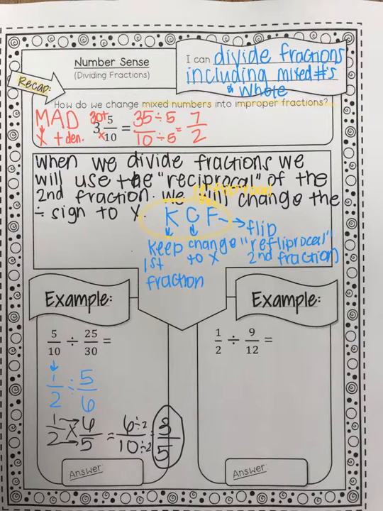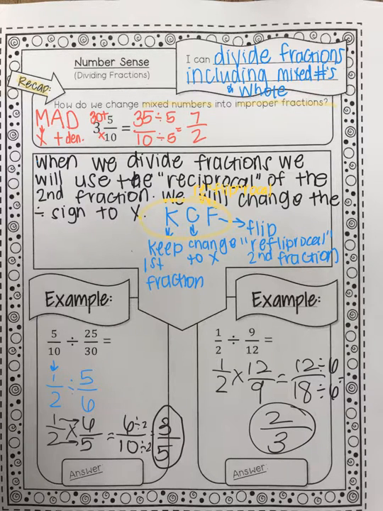Try the second example on your own. So you guys should have seen I could do 1/2 times 12/9. 12 times 1 is 12. 2 times 9 is 18. You can simplify before you divide. I did not, so I'd have to simplify now. What can 12 and 18 both be evenly divided by? 2 as well, but 6 also. So 12 divided by 6 is 2. 18 divided by 6 is? So your answer should be 2/3.